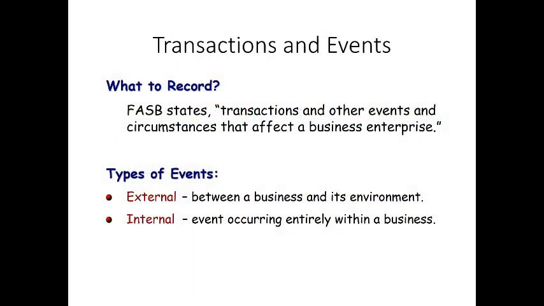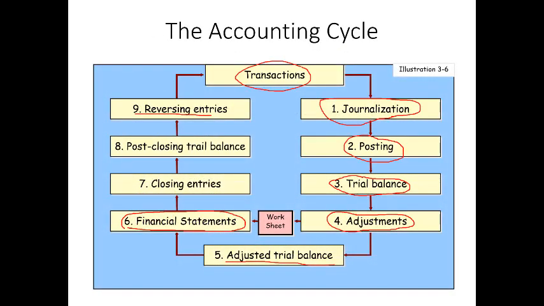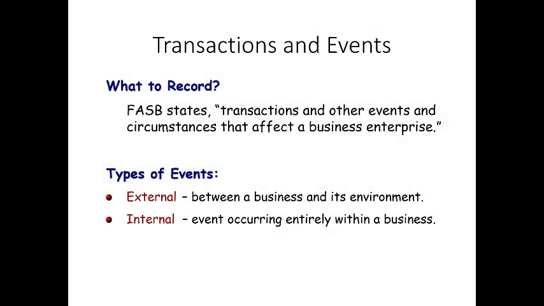First thing is, what do we record in financial statements? At the beginning here, we said we had transactions that we want to record with journal entries. So what kind of transactions or events do we want to record? Well, we want to record anything that could affect the value of a business enterprise. The FASB says transactions and other events and circumstances affect the business enterprise. Which ones do we record? Well, we record everything that can affect the value of the business that we can actually measure, right?